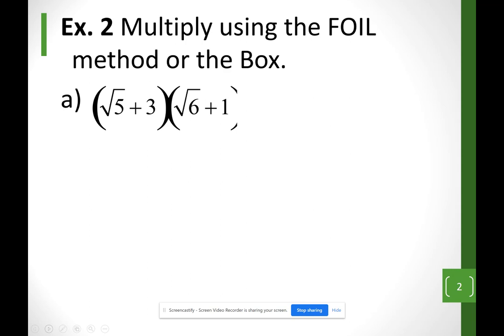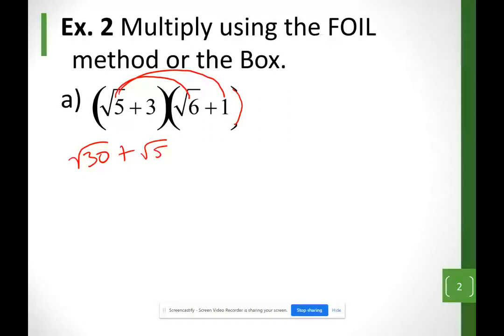Now let's take a look at another example. Let me distribute that radical 5. Radical 5 times radical 6 gives me square root of 30. Square root of 5 times 1 gives me 1 square root of 5. Notice how the 1 at the front of my square root is optional, so I didn't write it. Now let me distribute the 3. So it's going to give me 3 radical 6.